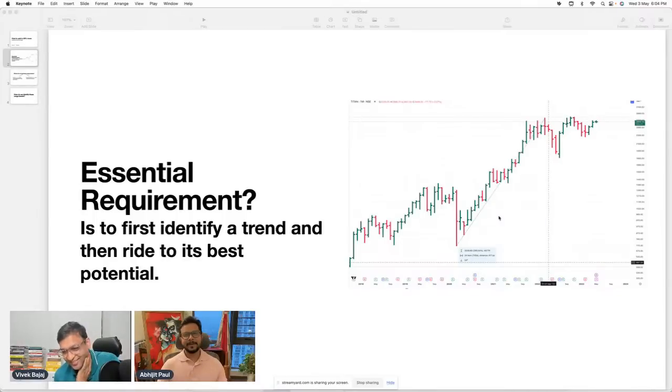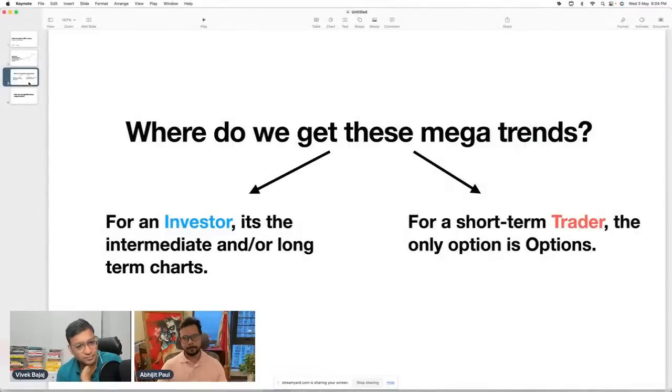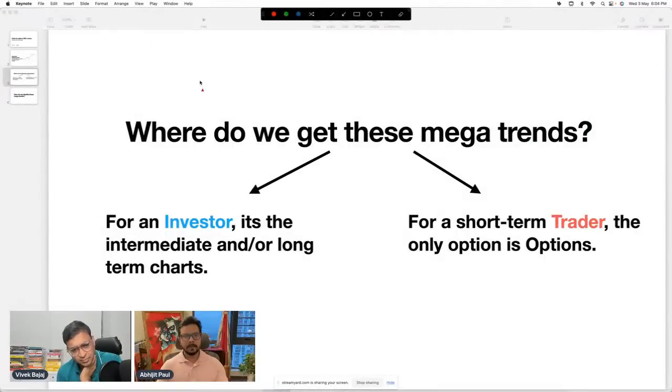With this, let's see how we can identify and ride the trend. Now, where do we get these mega trends? Where will we find these mega trends, say a 285% trend from which we can squeeze out 50%? From an investor's point of view, of course we have to look at intermediate and long term charts. We won't find this from a daily chart or an intraday chart. So we have to shift our attention to weekly and monthly charts, especially monthly charts.